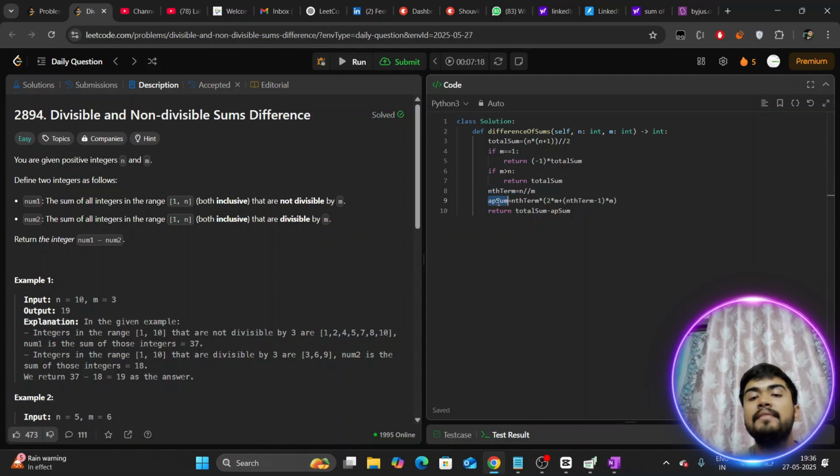Yes. Now the AP sum formula we have applied, nth term into 2 into m plus nth term minus 1 into m, that we are repeatedly seeing in the video, and we have ignored the by 2 factor, because here we know there is a 2 into factor going to be incorporated. Total sum minus 2 into AP sum, and that 2 and this 2 are going to be cancelled, so we can just return total sum minus this formula entirely, which we have stored in AP sum, so total sum minus AP sum. Yes, that's it altogether for this particular problem.